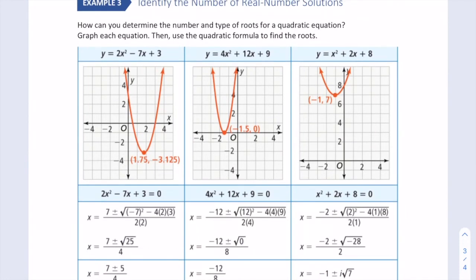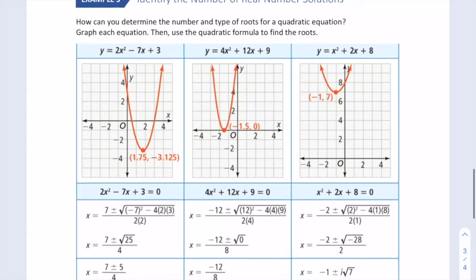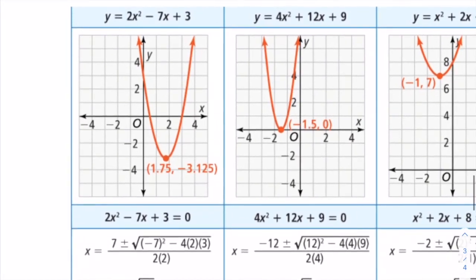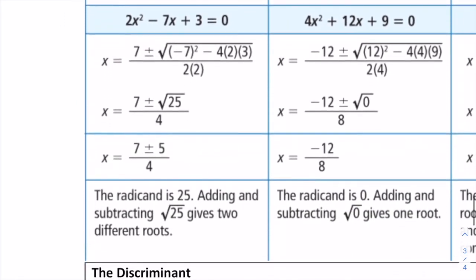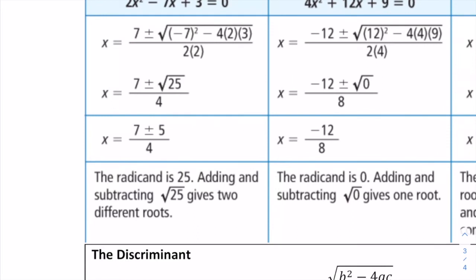So for this example, we wanted to make sure we used the quadratic formula to determine the roots, and then to see what's happening with these equations. So when we look at this, we could see that the first one, 2x squared minus 7x plus 3, touches the x-axis 2 times right here. And so it's going to have 2 real roots. And we can use the quadratic formula to find them, right? So we get 7 plus or minus 5 over 2. And we could simplify that a little bit more.